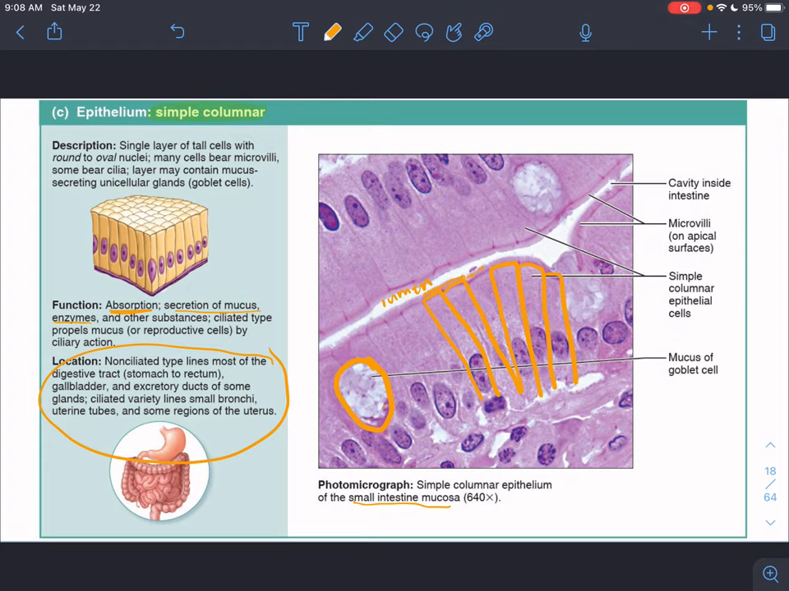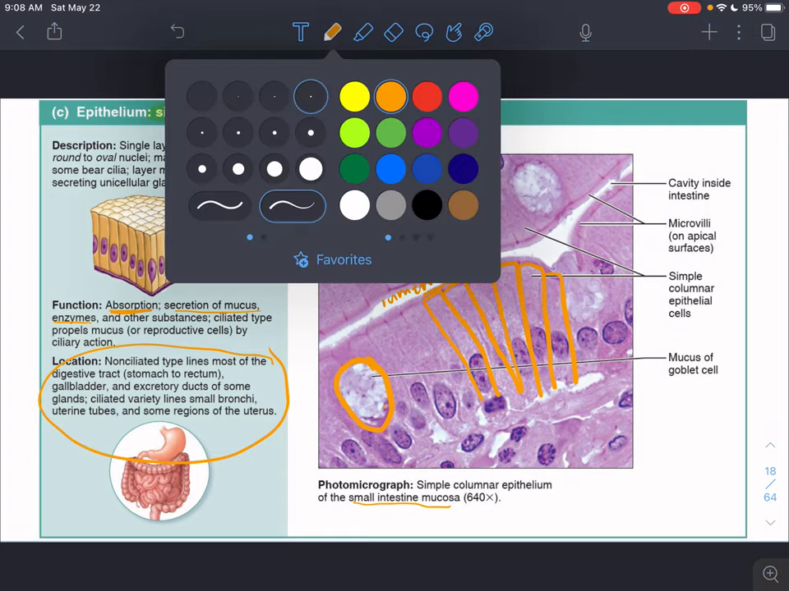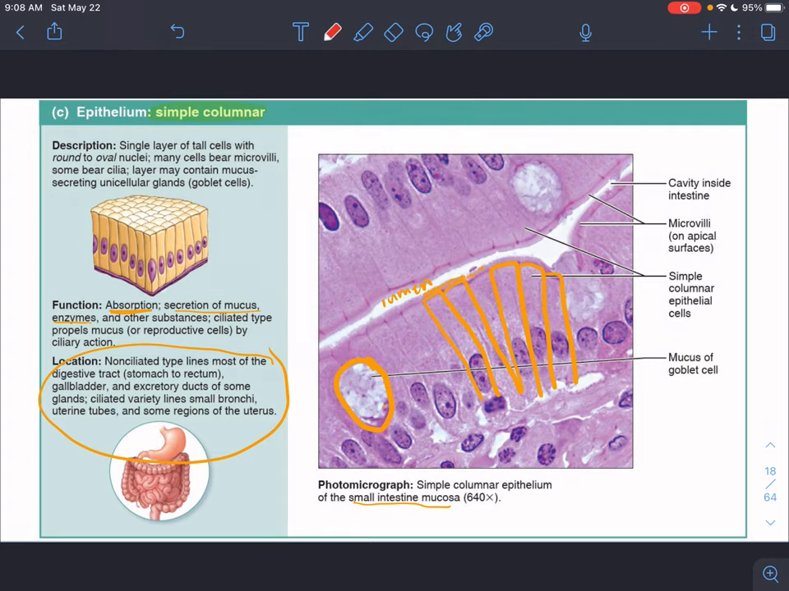Okay. And it says here, I guess I'll talk about it. It has some types that are ciliated. So in addition to the microvilli, you're going to have cilia. And cilia are longer hair-like projections. And those, instead of just increasing the surface area, those actually move. So they're going to be responsible for kind of waving.